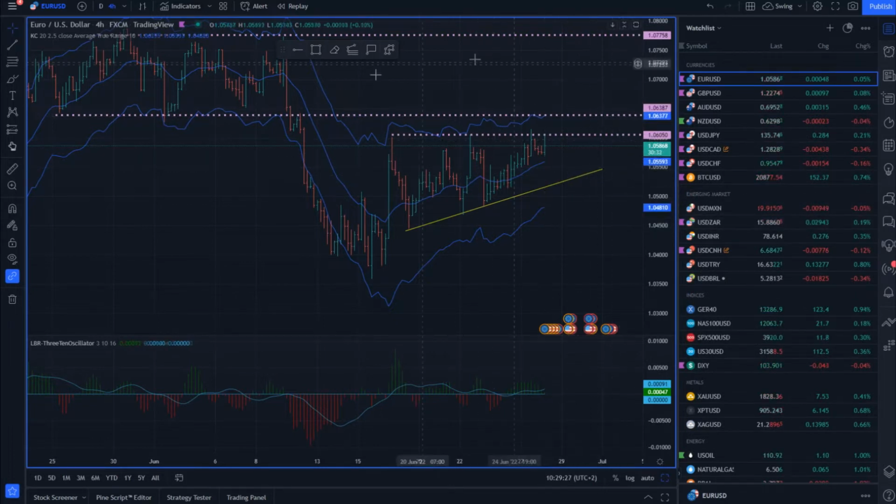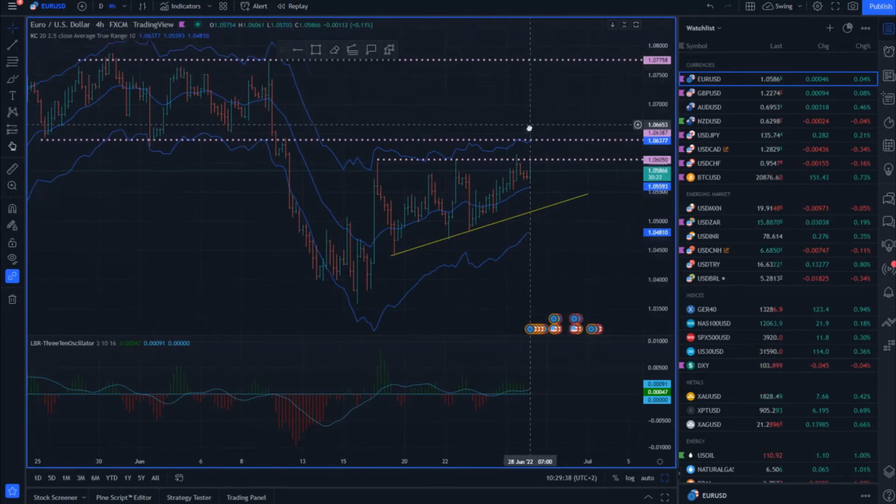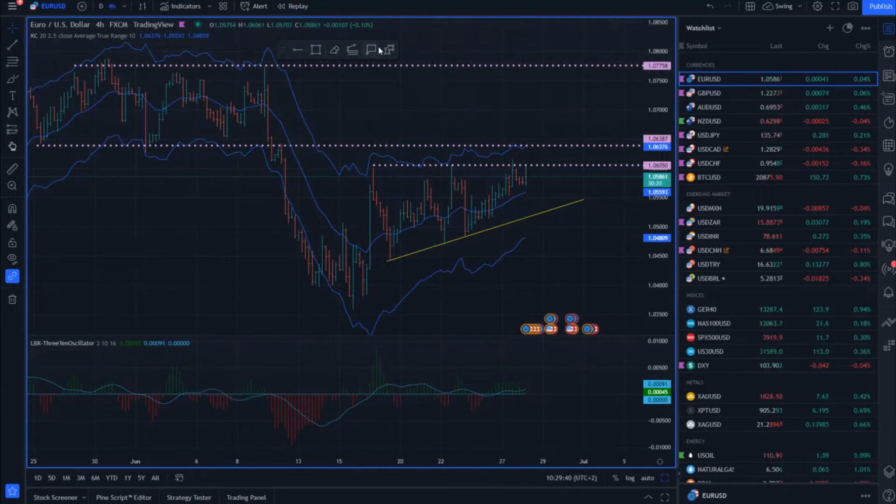So basically what I found on the 4-hour time frame is that we have a possible ascending triangle pattern in creation. Basically we got higher lows and matching highs, which is a bullish form and bullish pattern, but we need a confirmation of this and the breakout to the upside.